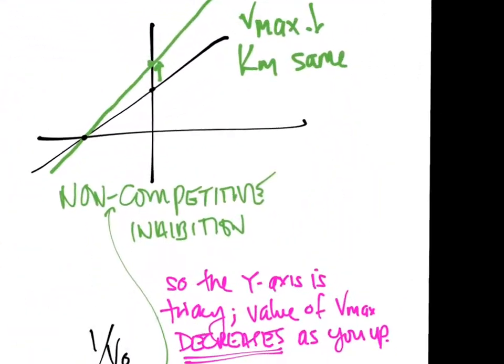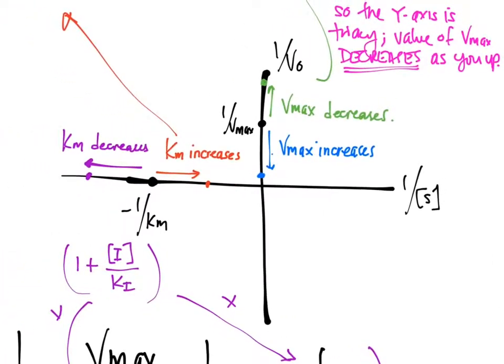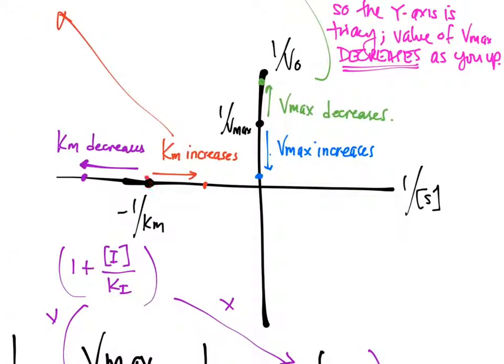Then you have non-competitive inhibition where the Vmax decreases, but the Km stays the same, all right? Don't be tricked by, just because this goes up, it doesn't mean that Vmax increases. It decreases, and I'll show you why. So here's a little summary. Here's the x-intercept. If it goes to the left, that means Km decreases. If it goes to the right, Km increases. Whereas if the dot on the y-intercept goes up, Vmax decreases, which is backwards, because it's the reciprocal of it. And it increases as you go down.